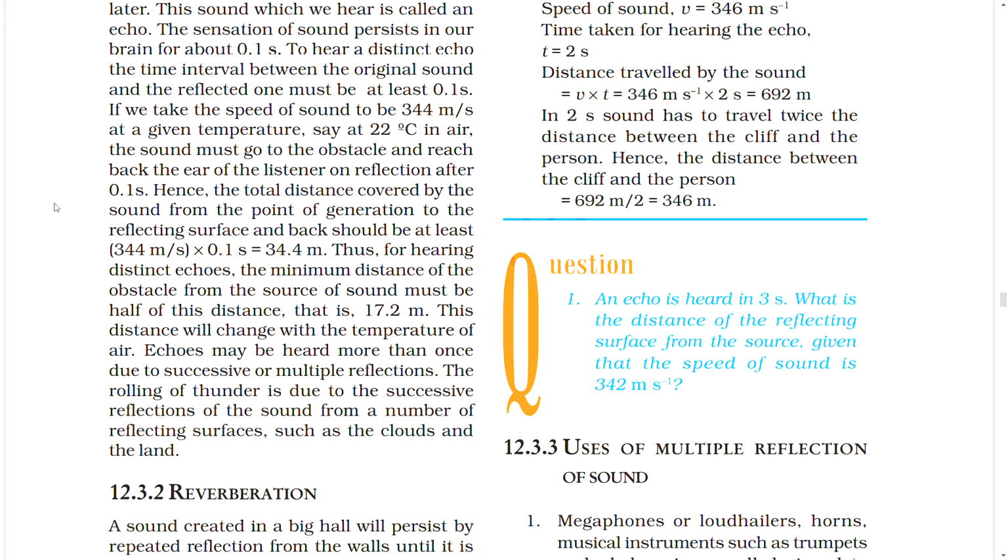Echoes may be heard more than once due to successive or multiple reflections. The rolling of thunder is due to the successive reflection of the sound from a number of reflecting surfaces, such as the clouds and the land.